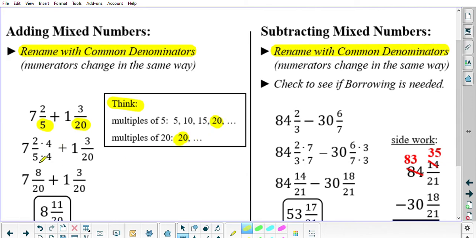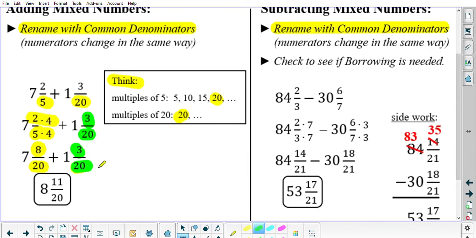And so to rename the fractions with a 20, you're going to have to ask yourself, what times 5 makes 20? Well, that would be 4. So you take the numerator times 4 as well, and that's how I got 8 20ths. Then you would ask yourself, well, what about going from 20 to 20? Oh, wait, they're already the same. Well, then that's why the numerator just stayed the same, because that fraction did not have to change. It was already over 20.